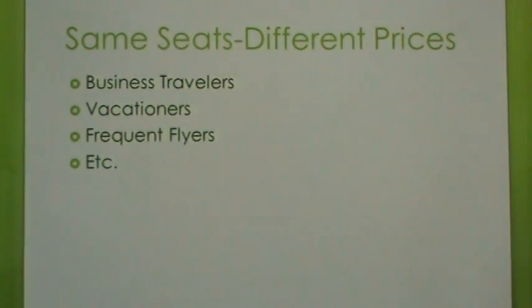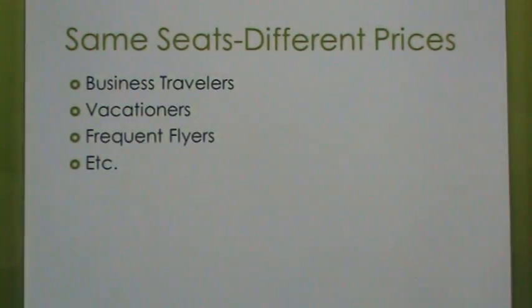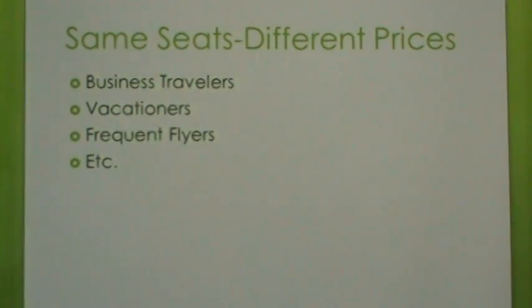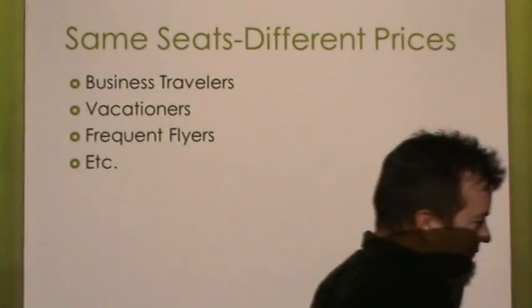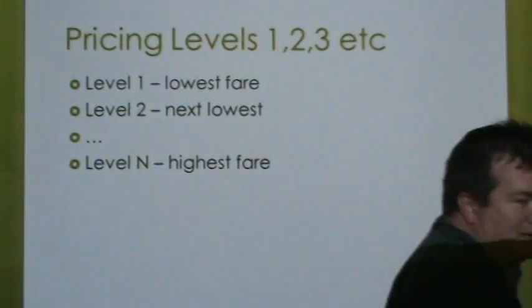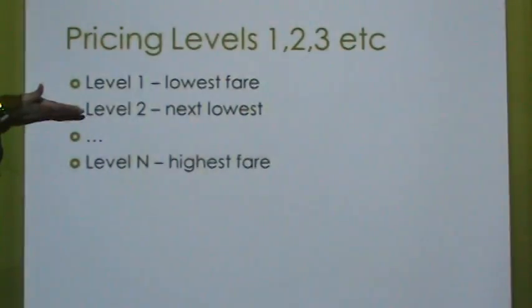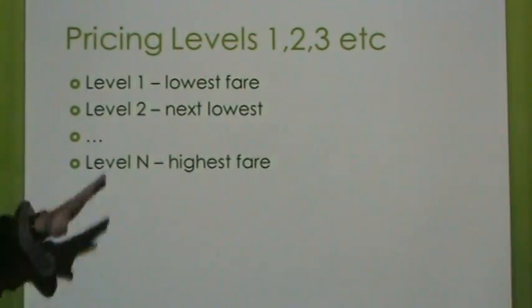prices. So there might be business travelers, those would be people willing to pay a lot more money than vacationers, and then maybe frequent flyers. The cost to the airlines is pretty close to zero, and other different levels of flyers, all sharing the same seat. So the seats have the same values, but we might be able to figure out a way to get more money out of some people than others. So we're going to use a convention that says level 1 is the lowest fare, and then level 2 is the next lowest, and we can work our way up to many levels.